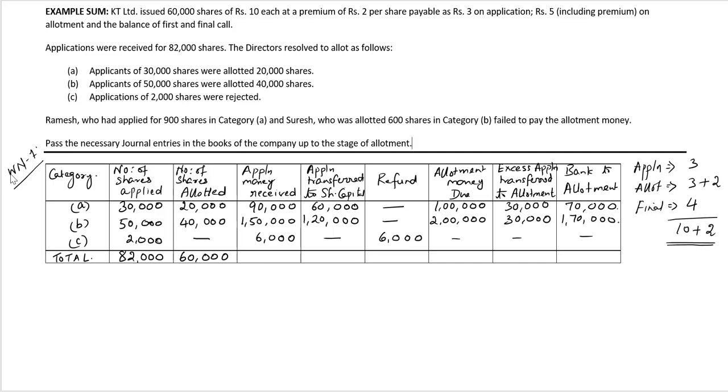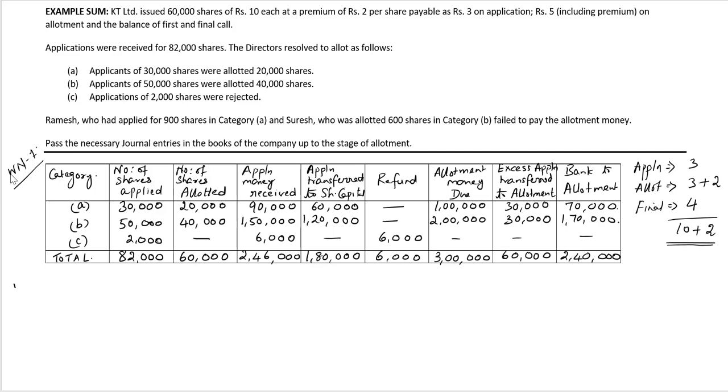Let's complete totaling the columns. Total of application money received is 2,46,000 rupees. Total of application money transferred to share capital, 1,80,000 rupees. The total of the refund column is 6,000 rupees. Total of allotment money due column is 3 lakh rupees. Total of application money transferred to allotment column, 60,000 rupees. And the total of the bank to allotment column is 2,40,000 rupees. So we've completed the first working note.